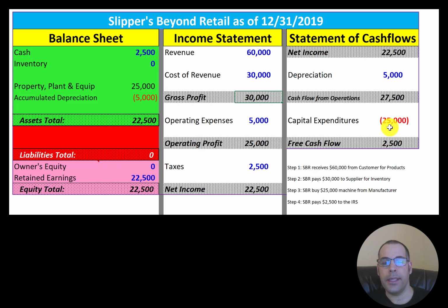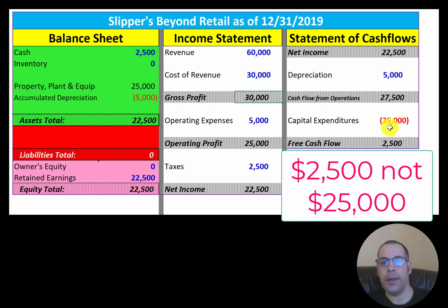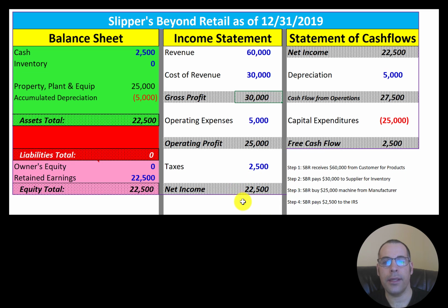Our entire business generated $25,000 of cash flow. Even though our business had $22,500 of profit, we only generated $2,500 of cash flow. So when you purchase a fixed asset like a machine, you have to report the entire expense on the statement of cash flows in the year you purchased it, which we did. Then in future years, you pass through part of the expense onto the income statement.